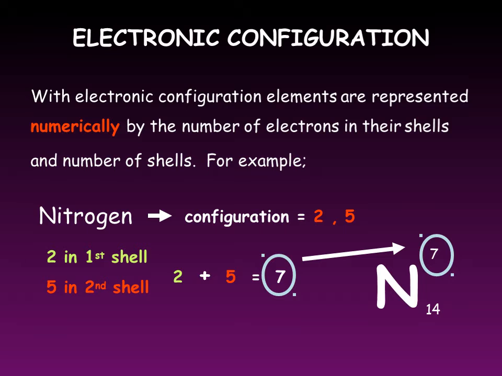For example, the atomic number of nitrogen is 7. So the electronic configuration of nitrogen is 2, 5. That is, in the first shell, we will have 2 electrons and in the second shell, we will have 5 electrons. And this is represented by the diagram shown in the slide. The atomic mass number of nitrogen is 14.